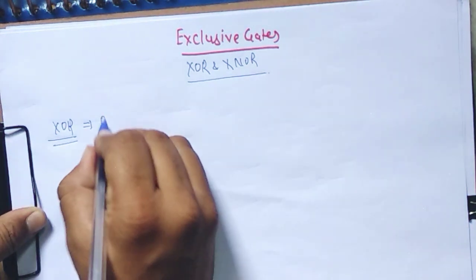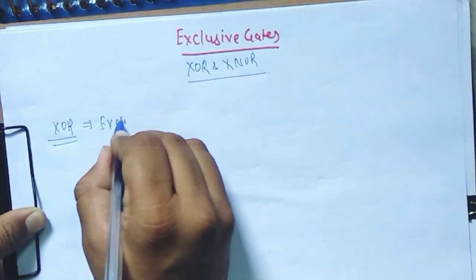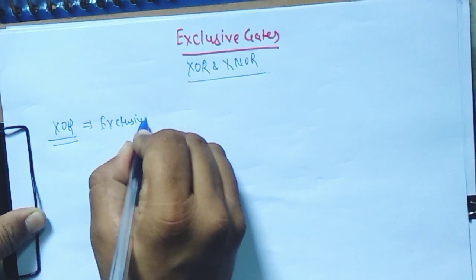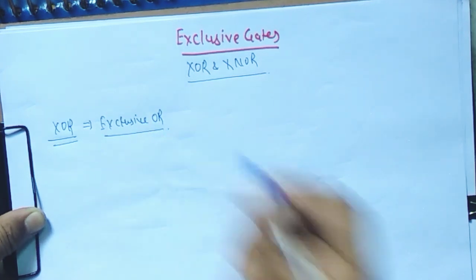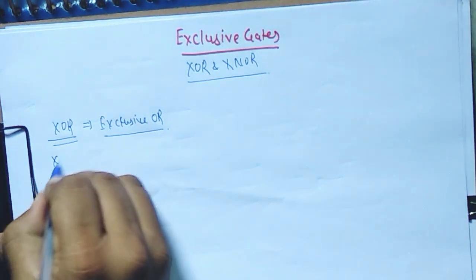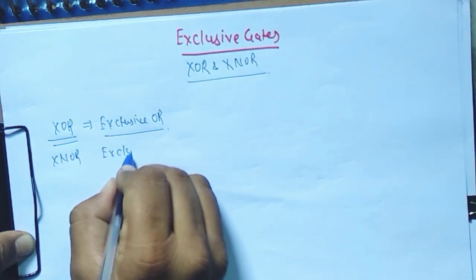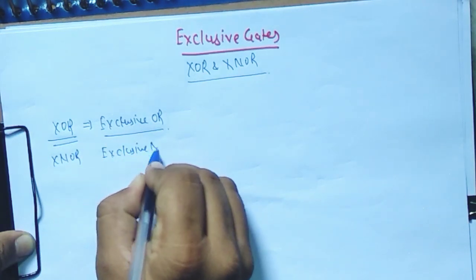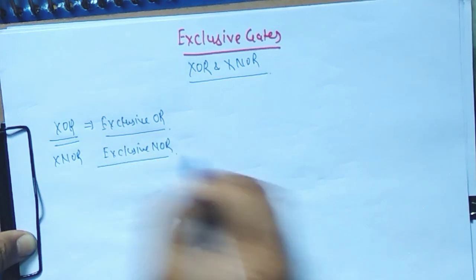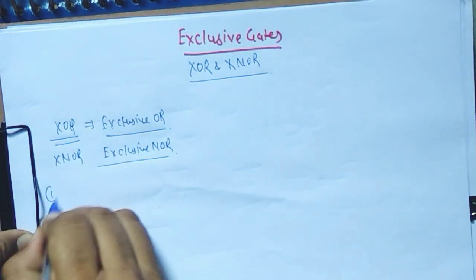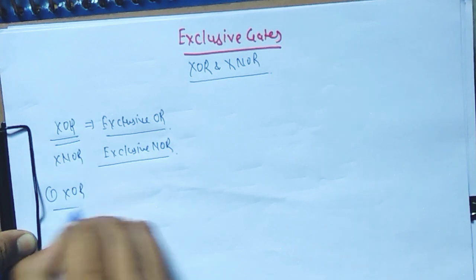The full form is exclusive OR. What is the full form of XNOR? Exclusive NOR. So first is the exclusive XOR gate. Now, what is the XOR gate?